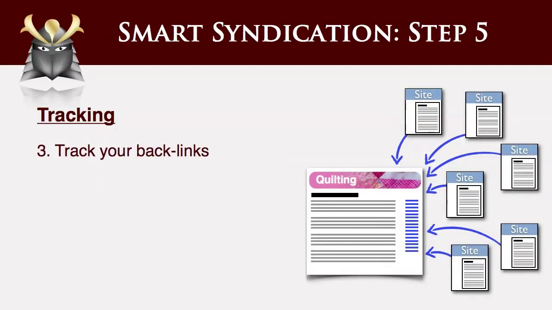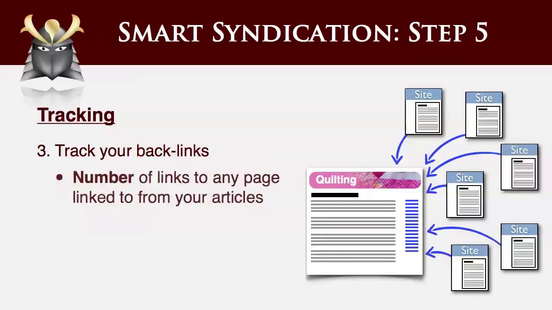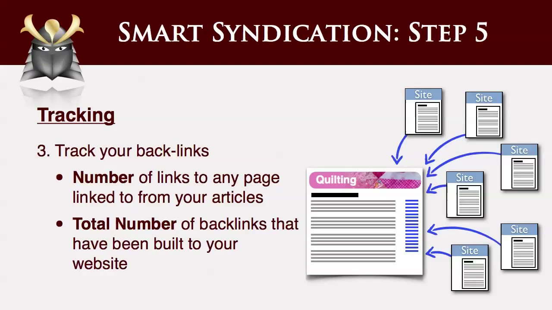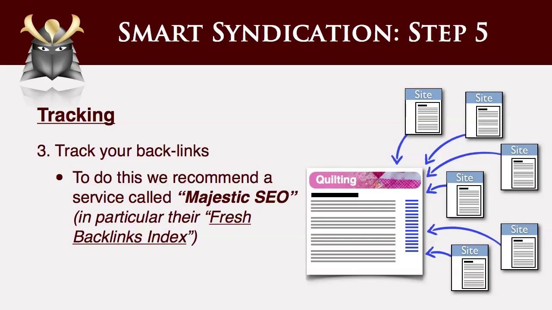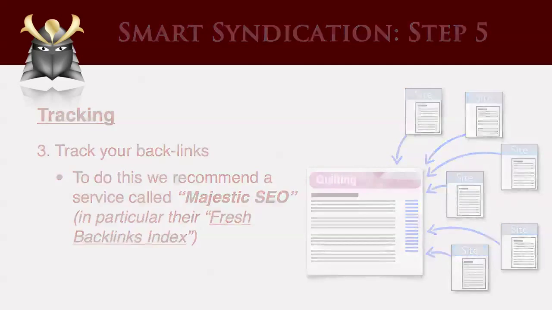The last thing that's important to track is your backlinks. You want to check the number of backlinks to any page linked to from your articles, as well as the total number of backlinks that have been built to your website. To do this, we recommend that you use a service such as Majestic SEO, and in particular, their Fresh Backlinks Index, to get an accurate idea of how many links you're building to your website. This will help you to see the results of your article marketing efforts.